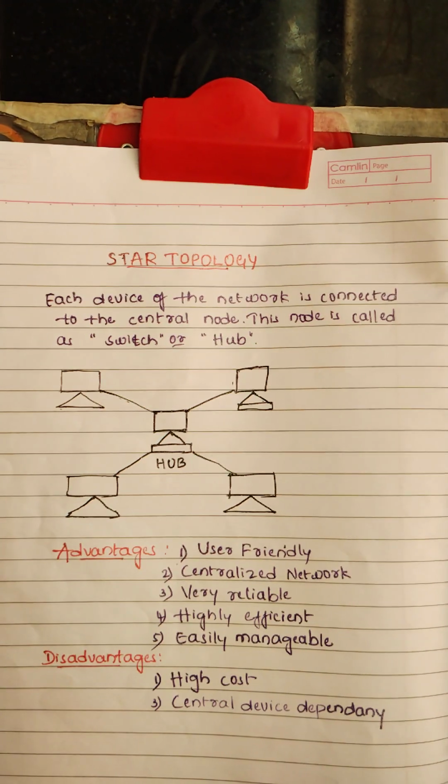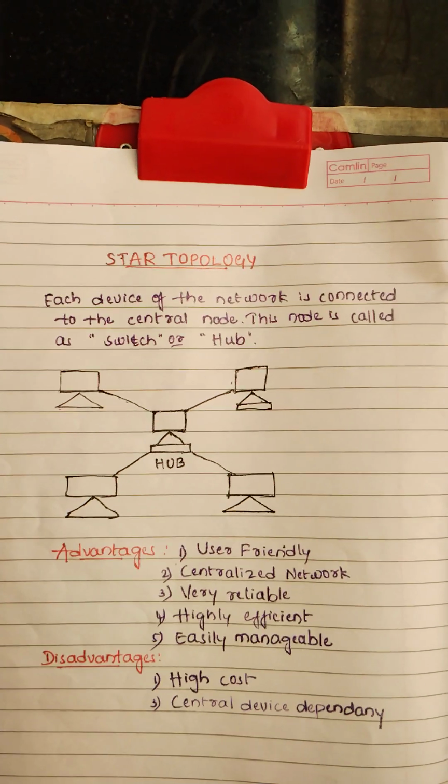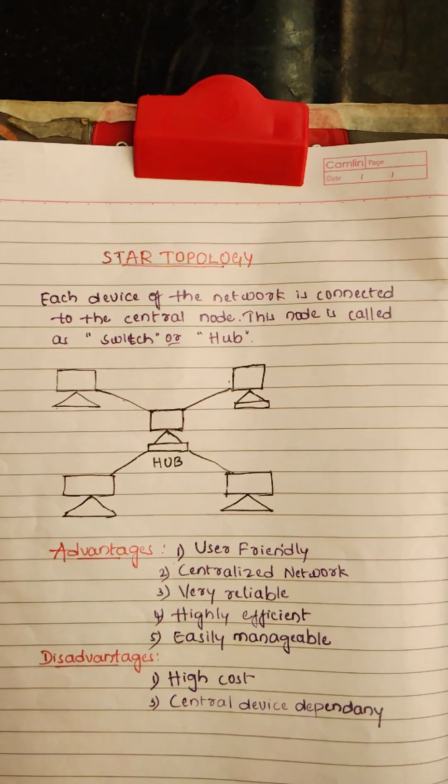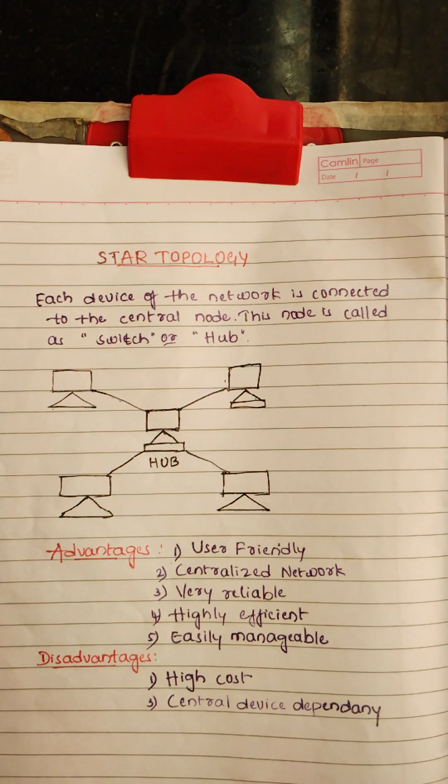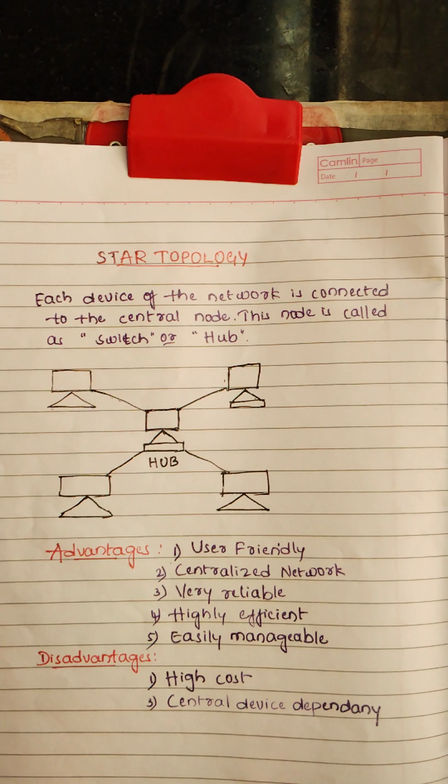Next topology is star topology. The star topology is one type of the network topology. Here we can define the star topology as: each device of the network is connected to the central node. That node is called a switch or hub. This type of topology is called star topology.